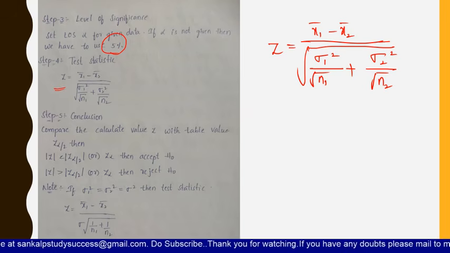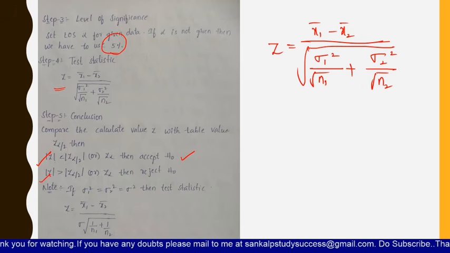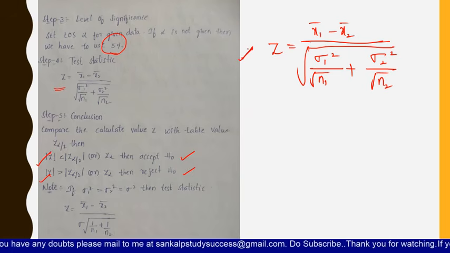So in the next step we are going to compare the calculated value of Z with the tabulated value. That means each and every step will be the same in all the four types of problems. But in the first type we have only a single mean; here we have two means. That's the difference. And in the comparison, if mod Z is less than Z alpha by 2, then you are going to accept H0. If mod Z is greater than Z alpha by 2, then you are going to reject H0. That means the comparison is the same for the first type and the second type. Just the formula is different, that means the test statistic is different.